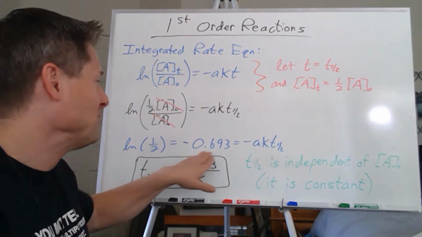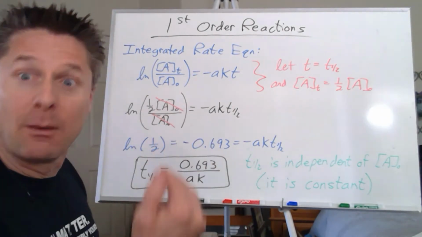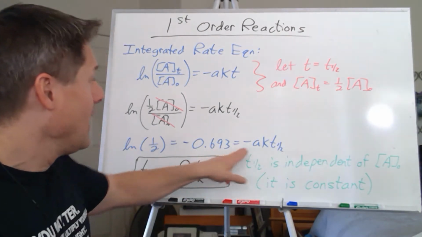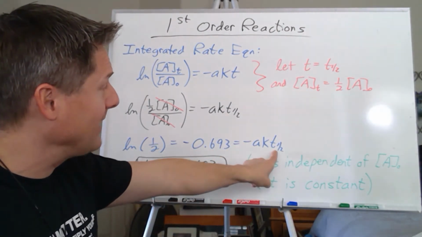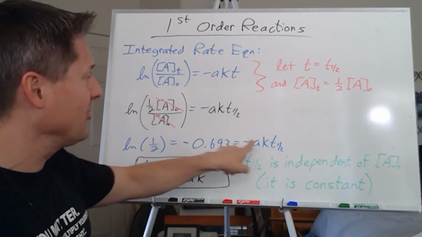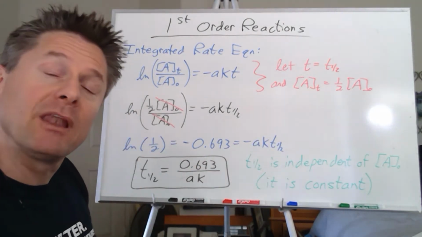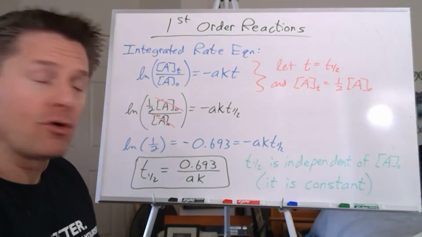All right, rock and roll. So log of 1/2 is negative 0.693, right? It's a number smaller than 1. You take a log of another number smaller than 1, it's a negative, right? It's negative AKT to the 1/2. Well, look, the negative signs cancel out. So I'm going to isolate T to the 1/2 to the left-hand side. So let's take 0.693 divided by A divided by K to isolate T to the 1/2 and just flip the left and right side. So there's your half-life equation for first-order reactions.